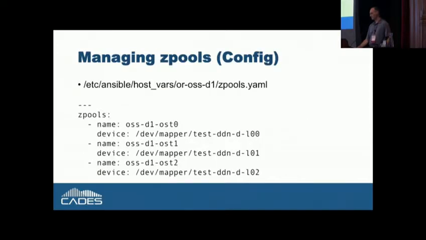So, an example with managing the zpools. In this case, for the config format, what we've done is set it up so that for a specific host, you have a zpools.yaml config file, and in it you simply list all your zpools. You can give them a name, and then you list the device. And here the device name is simple. We have DDN storage, so we have sort of one pool per LUN.